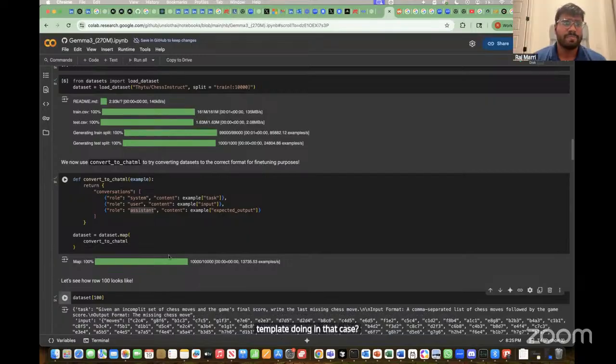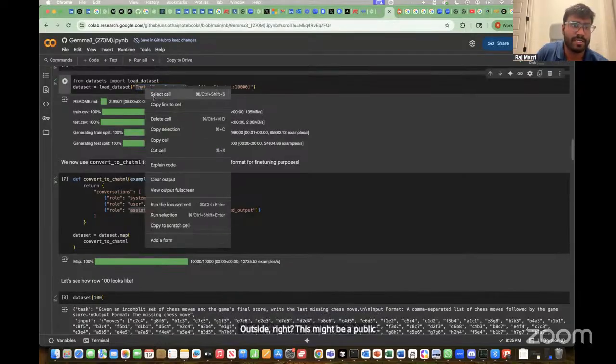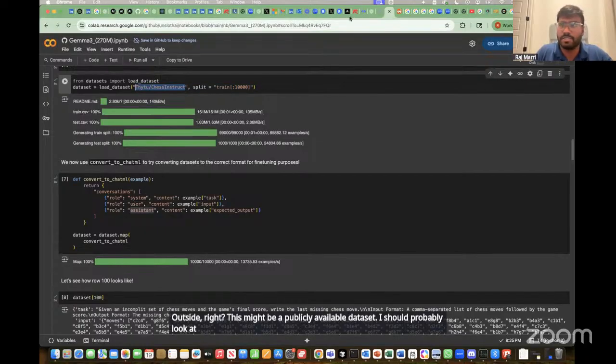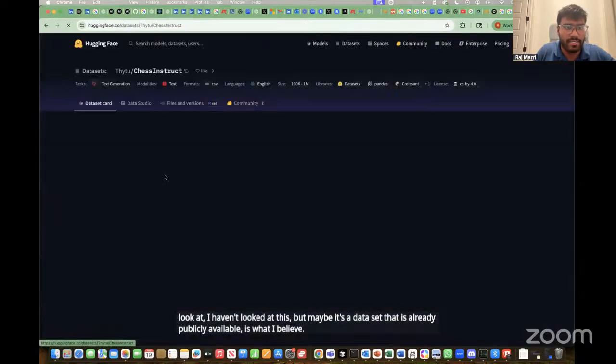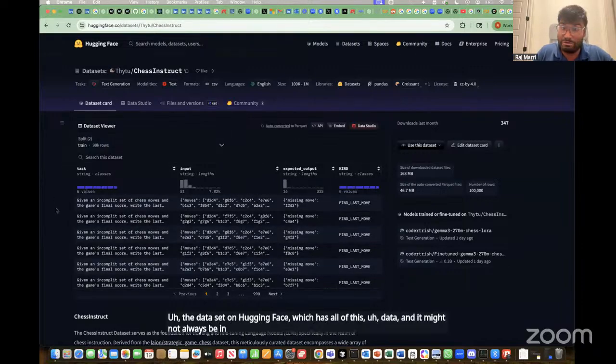So your template is basically, so this is the data set which is already available outside, right? It might be a publicly available data set. I haven't looked at this, but maybe it's a data set that is already publicly available, is what I believe. It's the data set on Hugging Face, which has all of this data, and it might not always be in the similar format, but it looks like it is already.